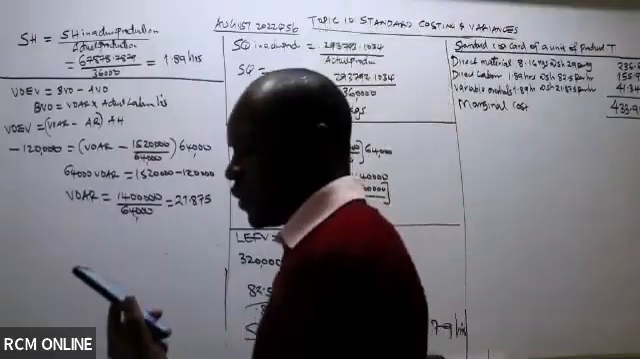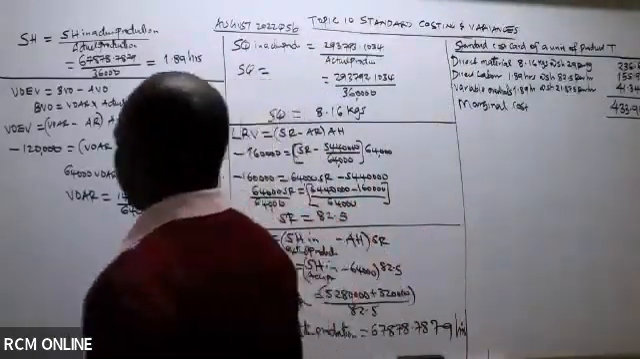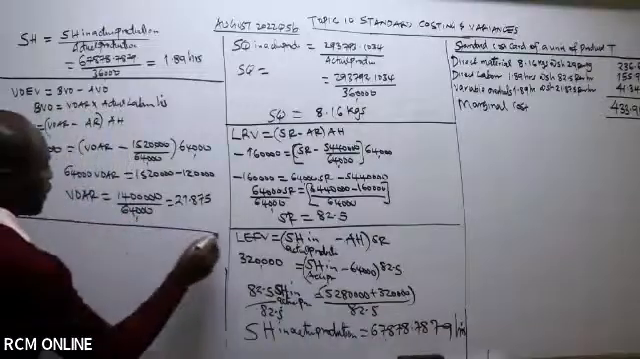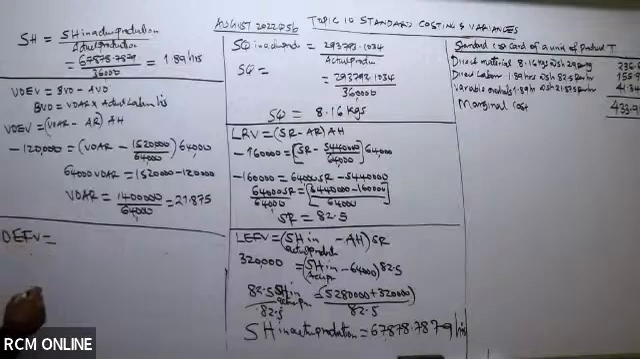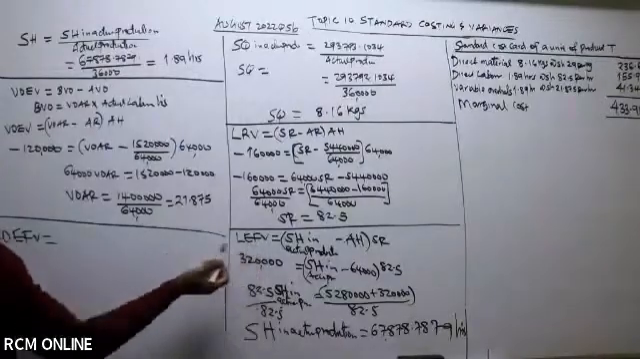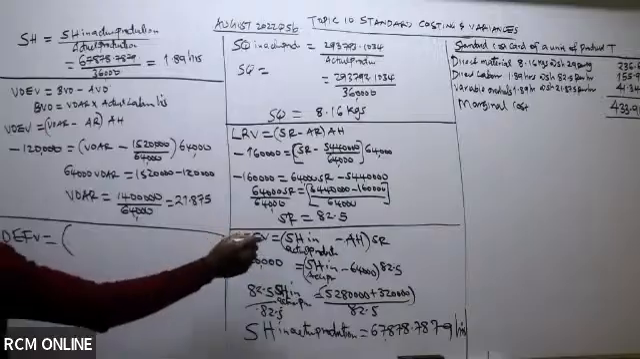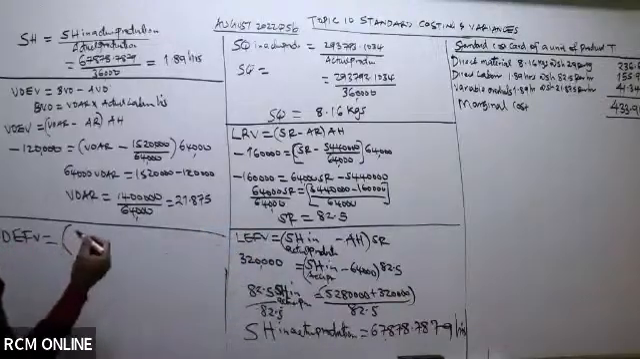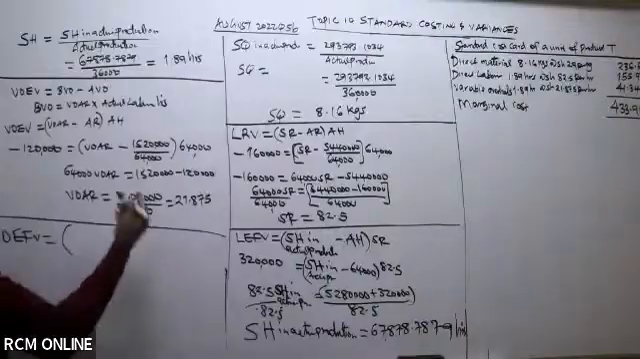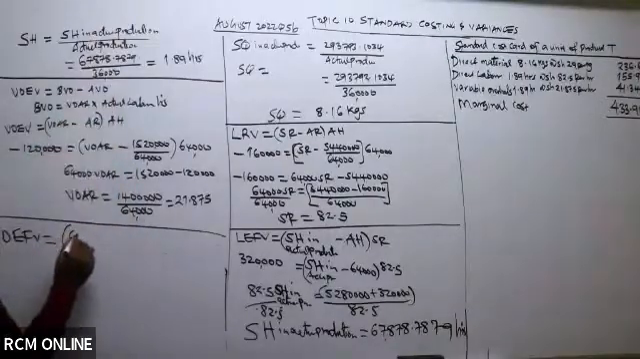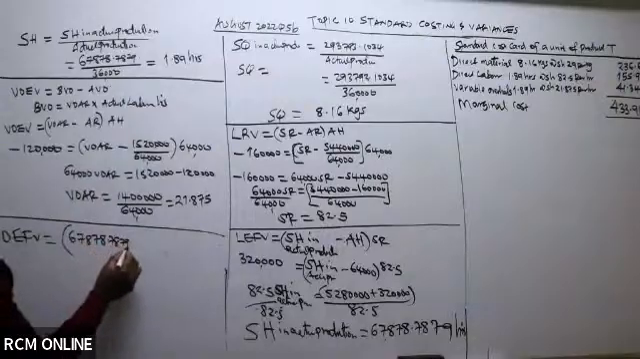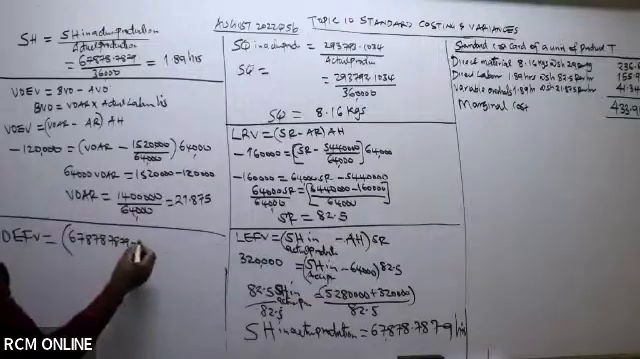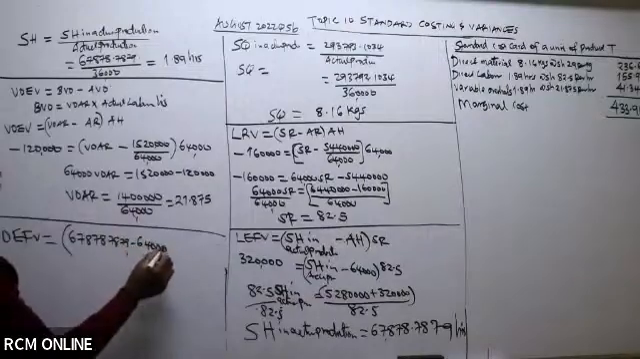Somebody is now wondering, why have we not used variable overhead efficiency variance? Variable overhead efficiency variance is equal to, look at labor efficiency variance. We repeat the same thing, standard hours in actual production, which was 678.7879, minus actual hours in actual production, which was 64,000, right?